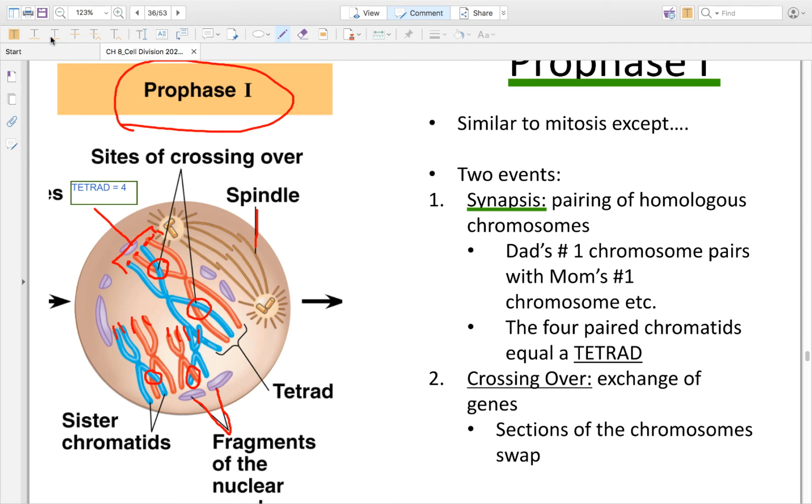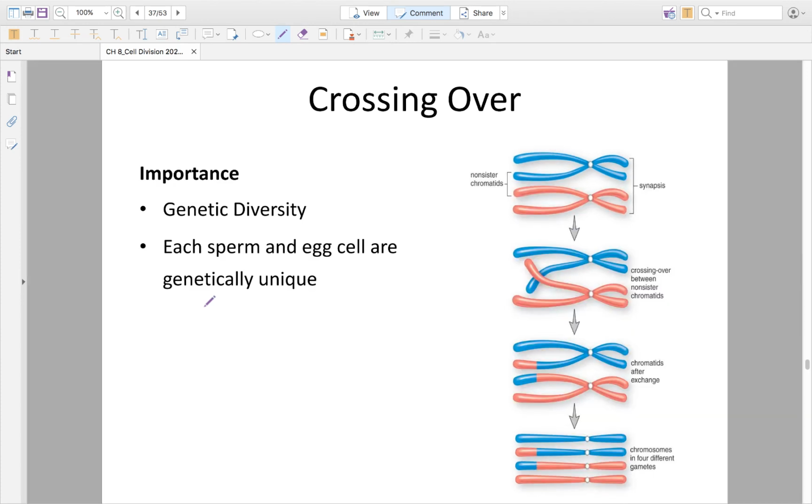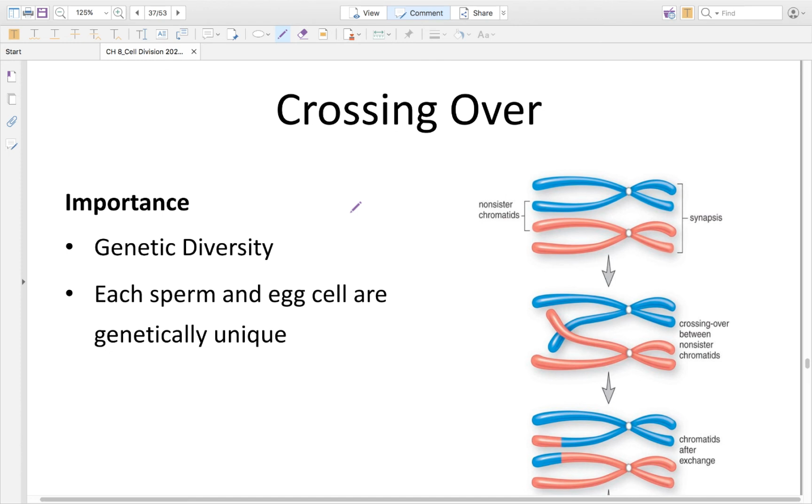Now, what happens next is called crossing over. There's going to be a swap. See how these guys are physically in contact with each other? Right there, right here. Throughout the tetrads, there's a physical contact between the blue and the red chromatid. They're going to swap genetic material. That is called crossing over. So what happens is, let me actually zoom in over here.